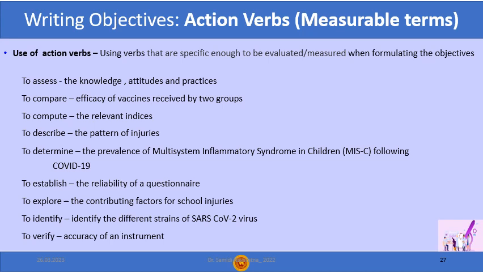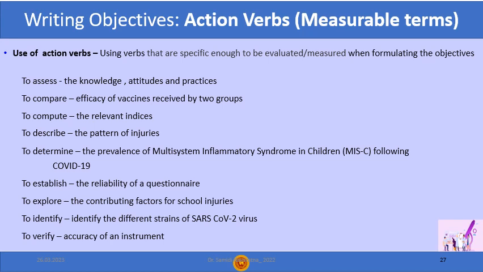The action verbs are verbs that are specific enough to be evaluated and measured when formulating the objectives. For example, to assess. If you are interested in assessing knowledge, attitudes and practices, you can use the term to assess. To compare. If you want to compare the efficacy of vaccines received by two persons, or to compare drugs or medications received by two groups, you can use the action verb to compare.